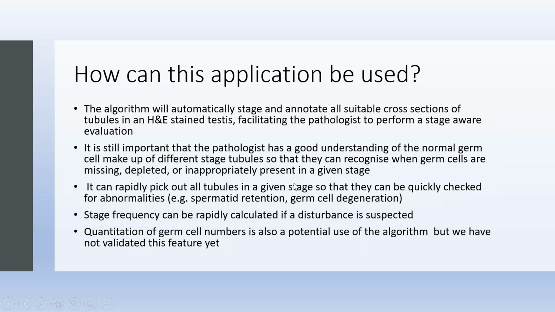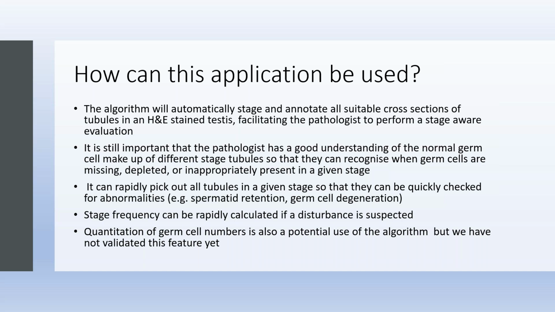So how can this application be used? The algorithm will automatically stage and annotate all cross-sections of tubules in an H&E stained testis. This facilitates the pathologist to perform a stage-aware evaluation. What it doesn't do is identify abnormalities in the testis, and it doesn't identify stage-specific abnormalities. That is still down to the pathologist.